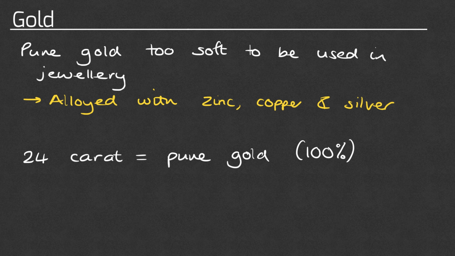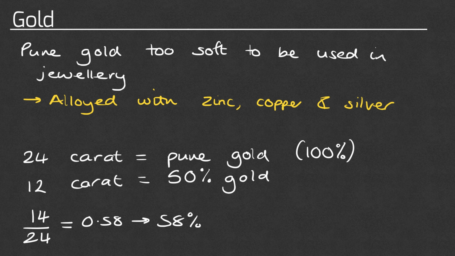24-karat gold is pure gold, so it contains 100% gold. 12-karat gold is 50% gold. So for example, if you had to work out an unknown percentage of gold, for example, if you had 14 carats, you'd do 14 divided by 24, the carats you've got out of 24 because 24 represents 100% gold, and your decimal answer would be your percentage. So for example, 14 divided by 24 is 0.58, so 14 carat gold is 58% gold.